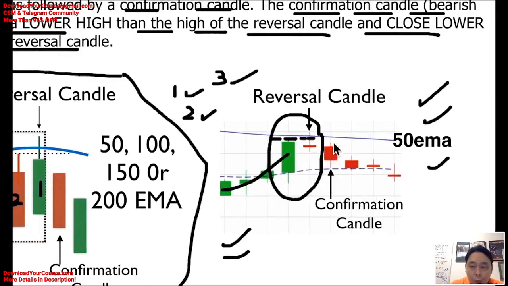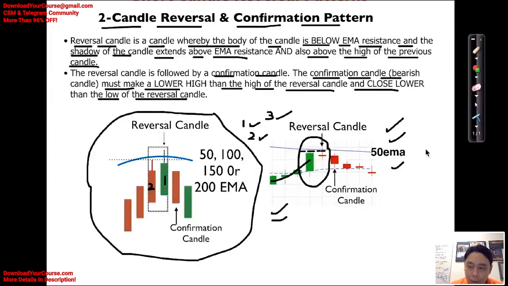Next, is it followed by a confirmation candle? Is this a bearish candle? Yes. Does it make a lower high than the reversal candle? Yes. Does it close below the low of the reversal candle? Yes. Check, check. There we go. That's a confirmed pattern, right? So that's what we're looking for.